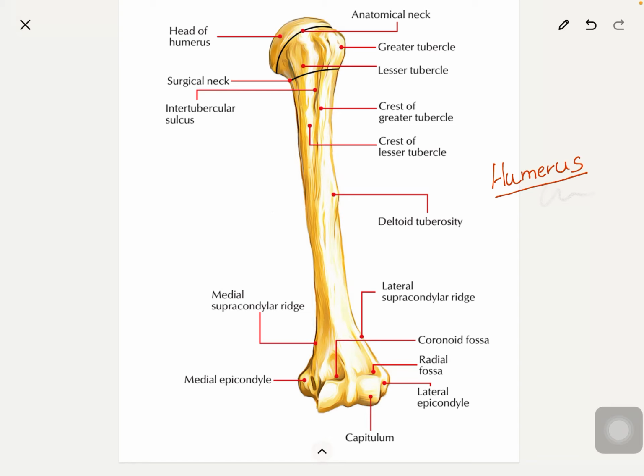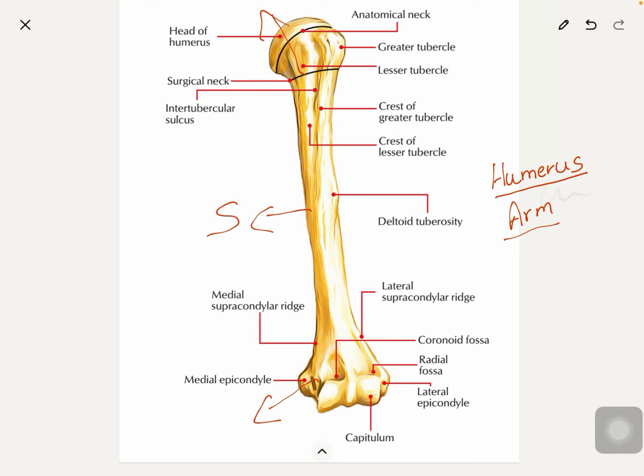Now, in this osteology of the humerus, do you know the humerus? Humerus is the bone of the arm. It presents one upper end, and it presents one lower end and the shaft. So it's a long bone. It will contain two ends and the middle shaft. So we will see the parts one by one.